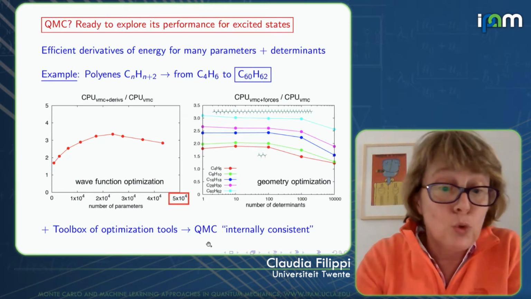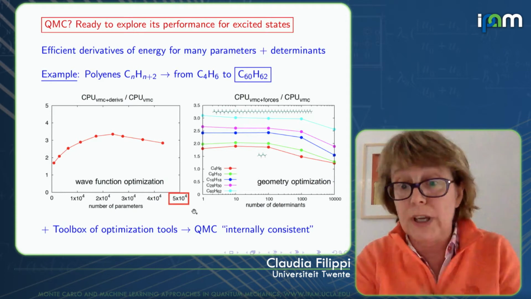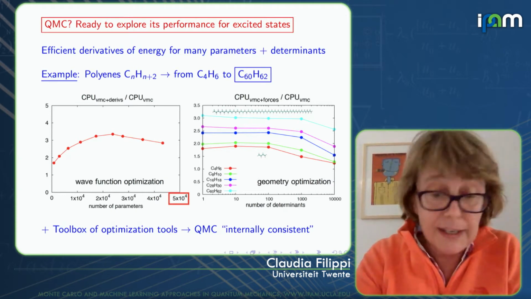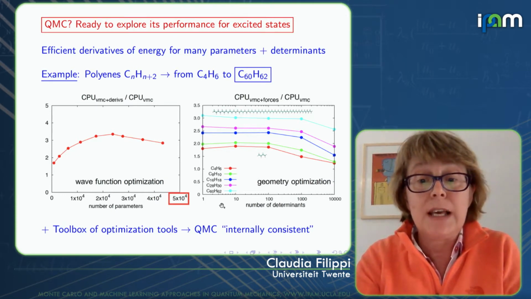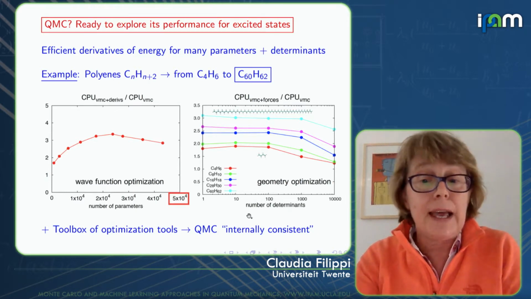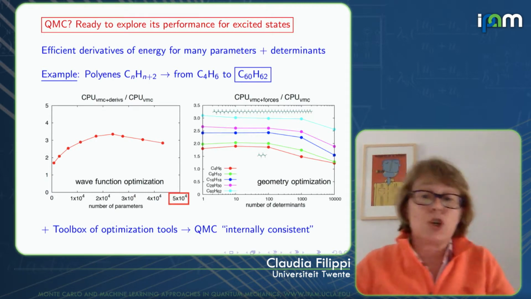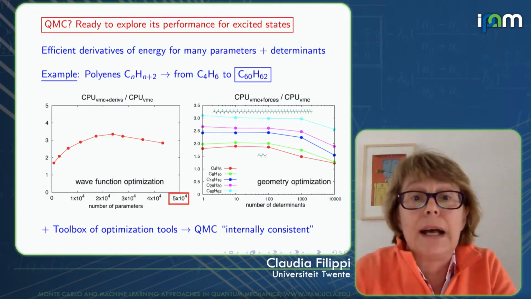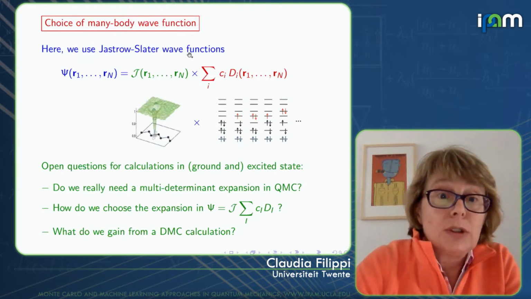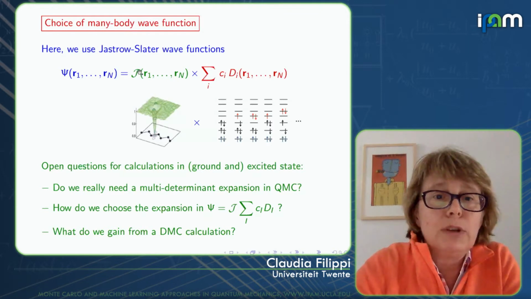In addition, there is a toolbox of optimization tools. Giuseppe mentioned the stochastic configuration, but also gradient-based methods and other approaches. And we are therefore in a situation to actually treat quantum Monte Carlo as internally consistent, so obtaining geometry and variational parameters in a consistent manner. So now you still need to choose your many-body wave function, and here we focus on the Jastrow-Slater wave function.